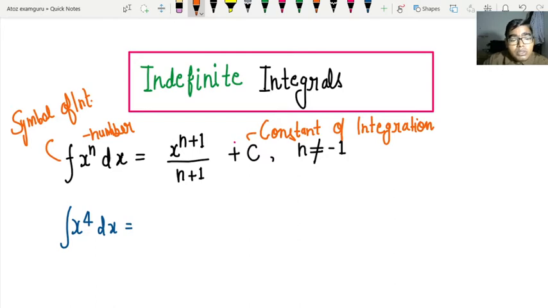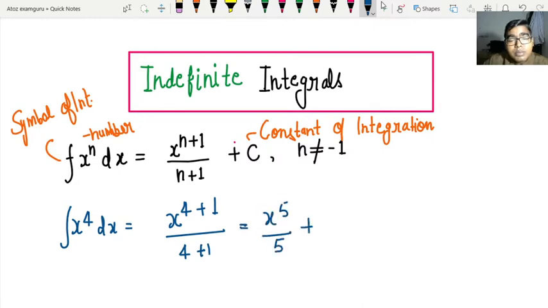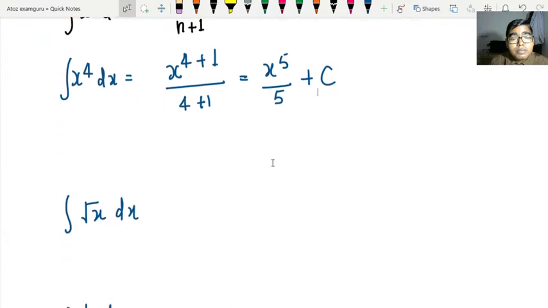So let us solve this question based on the above formula. So in this question the value of n is 4. Right friends? So you can write x power 4 plus 1 divided by 4 plus 1. This will be x to the power 5 upon 5 plus constant of integration c. Right? So come on, next question.